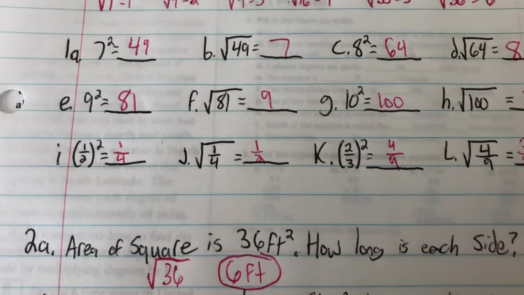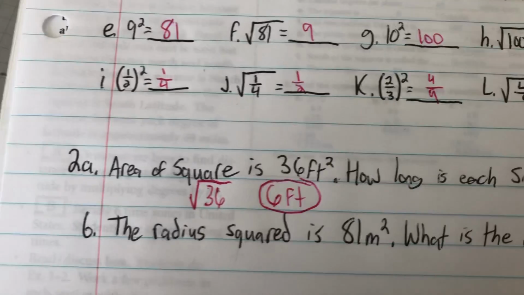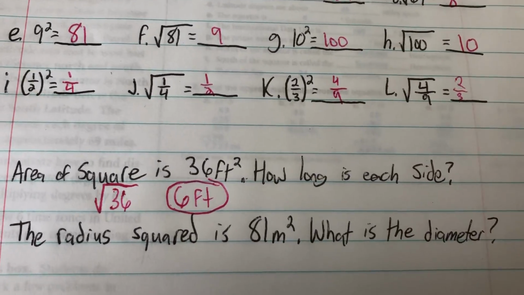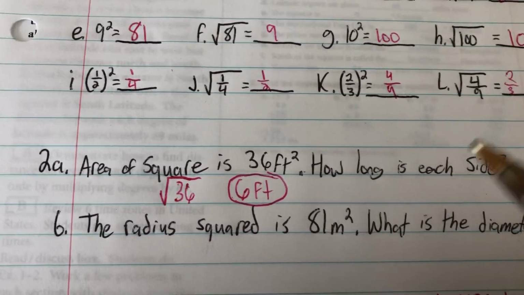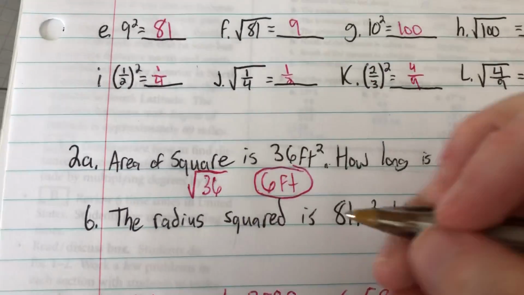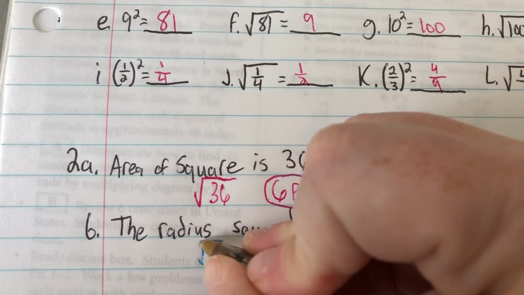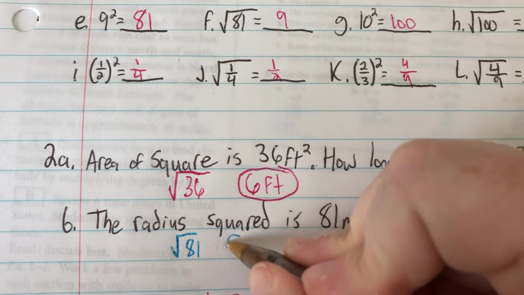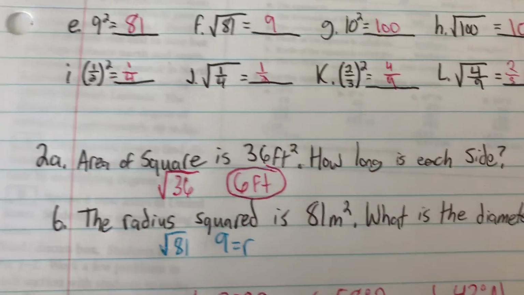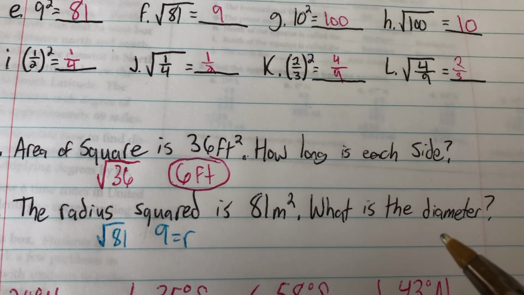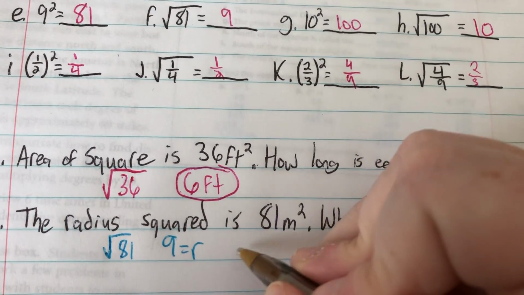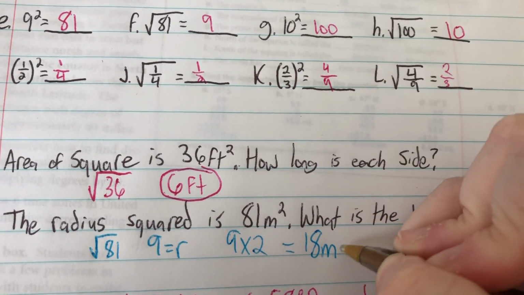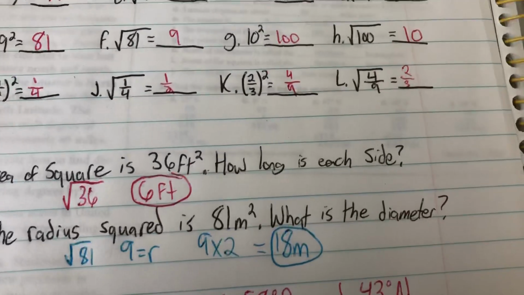Okay? And then on B, we have that the radius squared is 81 meters squared. What is the diameter? Well, first I've got to figure out what the radius is. This says that the radius squared is 81 meters squared. So I want to know what is the square root of 81. Well, we know that that is 9. So the radius equals 9. So what is the diameter? Well, the radius is half of the diameter. So then we just do 9 times 2, which would be 18, and it would be meters. That is how long the diameter would be.